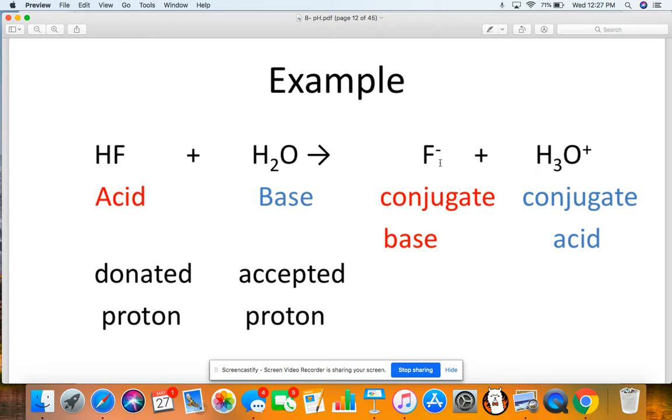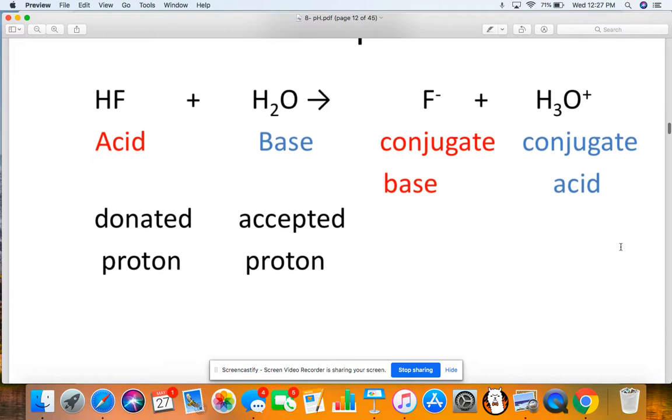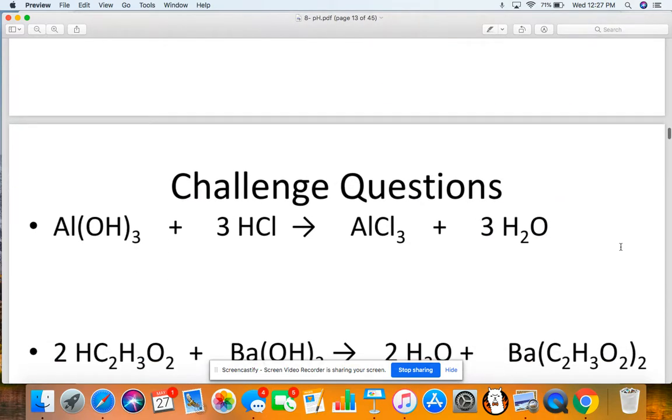Anytime you're acting as a hydrogen or a proton acceptor, you're a conjugate base. Hydronium on the other side, we have 3 hydrogens on this side. We only have 2 hydrogens on this side. So if we read this reaction in reverse, H3O is giving up a hydrogen. It's acting as a proton donor. Therefore, it's acting as an acid. It's a conjugate acid.